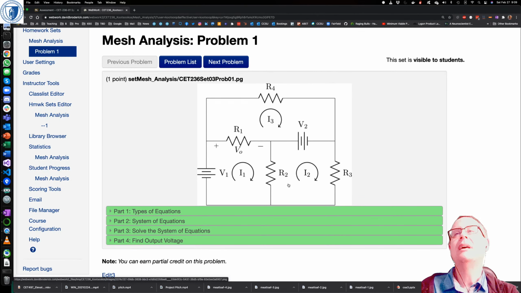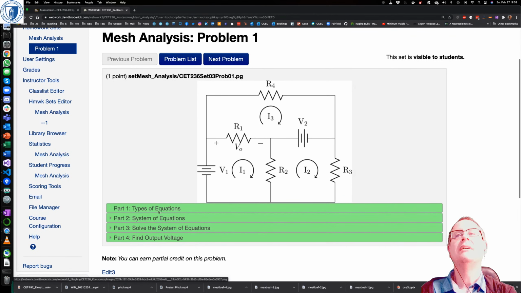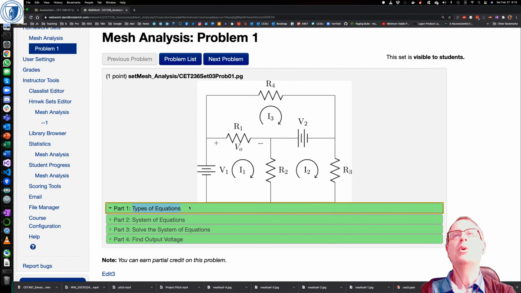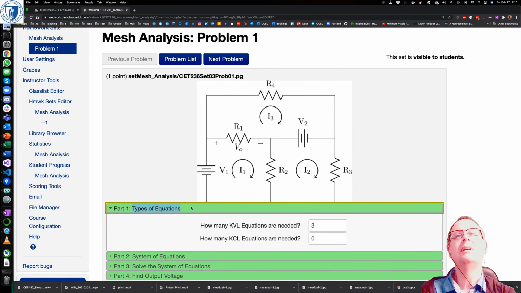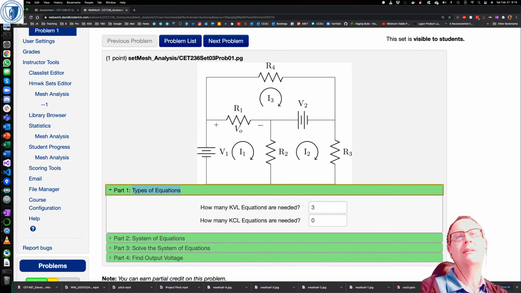So here's the first mesh analysis problem, and there's 4 parts to the problem. First part is, what type of equations do we need? And in this particular example, we only need Kirchhoff voltage law equations. And I'll talk a bit more about what others.